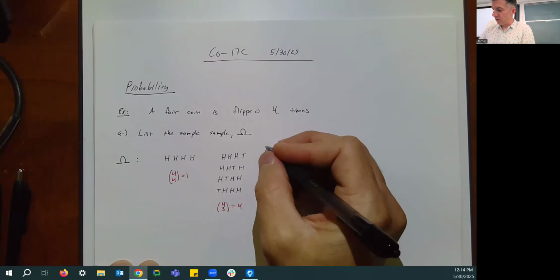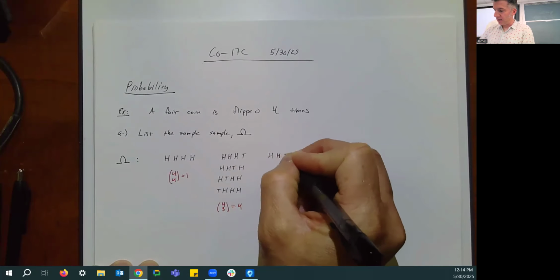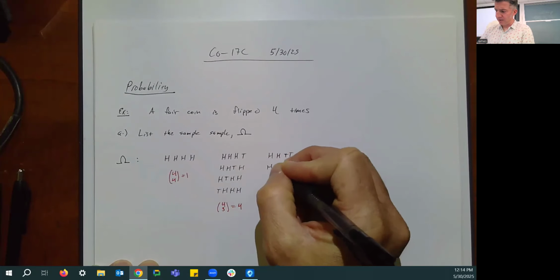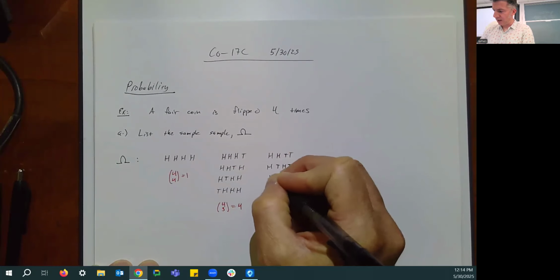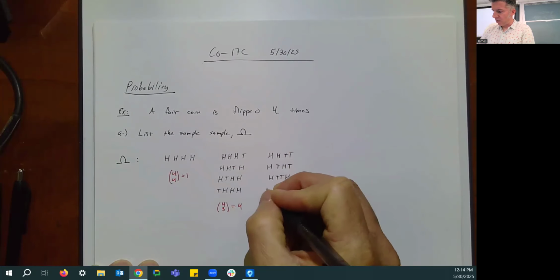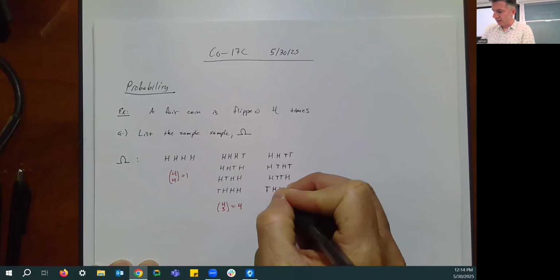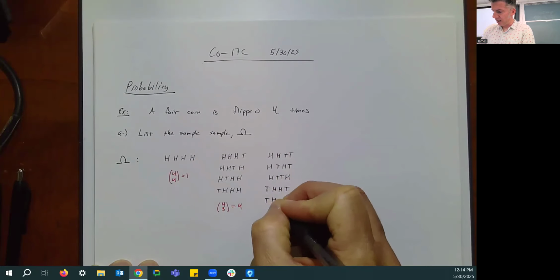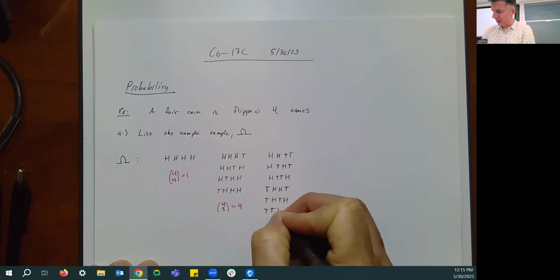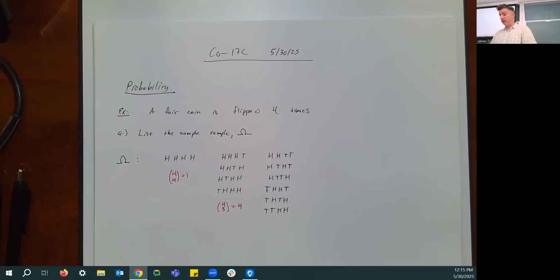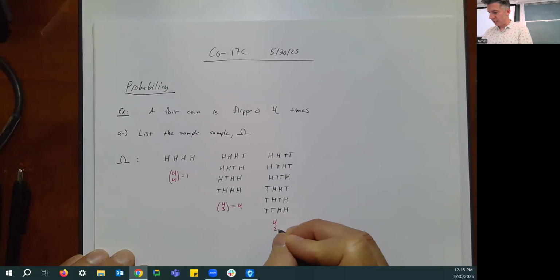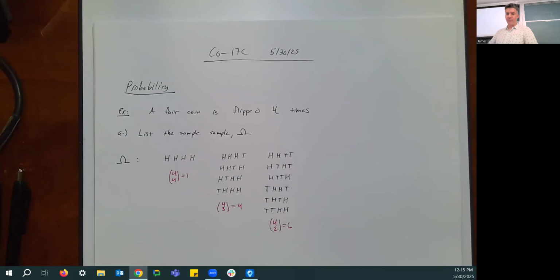And if we talk about 2 heads, we can do heads, heads, tails, tails, or heads, tails, heads, tails, or heads, tails, tails, heads, or tails, heads, heads, tails, or tails, heads, tails, heads, or tails, tails, heads, heads. And there's exactly 4 choose 2, which is equal to 6 ways of doing that.